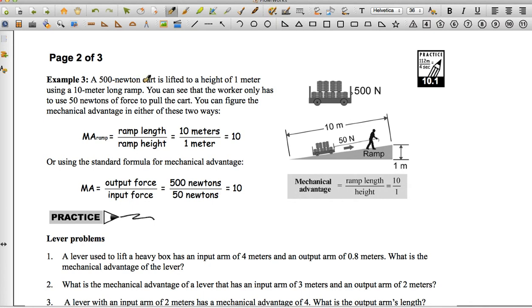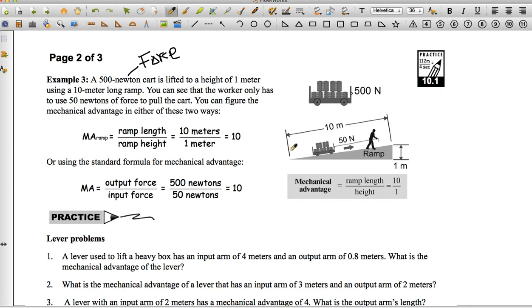So a 500 Newton, this is a force, all right? Anytime we see the Newton, that's going to be telling us a force. So we've got a 500 Newton cart is lifted to a height of 1 meter using a 10-meter long ramp.